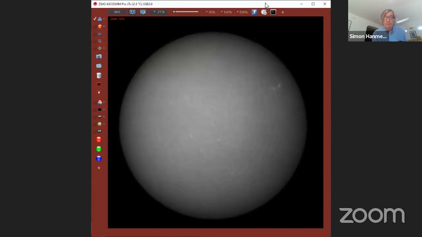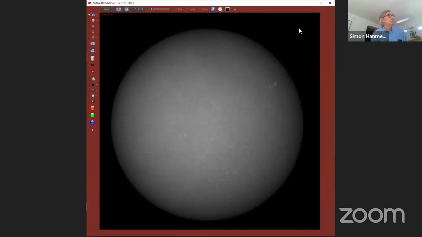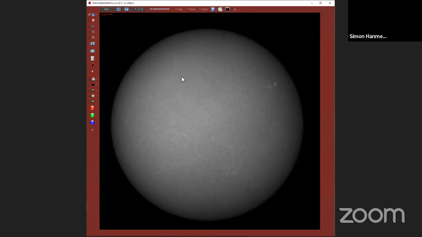So we are looking here at the live calcium K view from my telescope. As you can see, we already have some thin cloud moving in, unfortunately. But we can still see some detail. If you were here for Boyan's presentation, he would have explained what part of the spectrum calcium K is. It's a narrow sliver of light down in the near ultraviolet part of the spectrum.